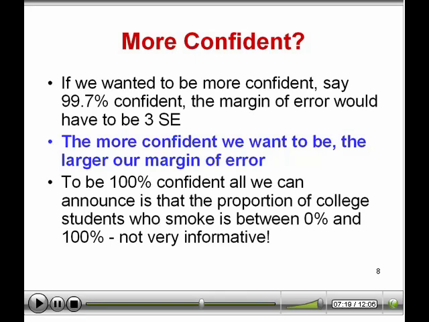Pushing this idea to the limit, if we want to be 100% confident of capturing the true proportion of college students that smoke, our interval becomes so wide that it carries no useful information. So we'll have to balance our desire to be confident with our desire to convey useful information.